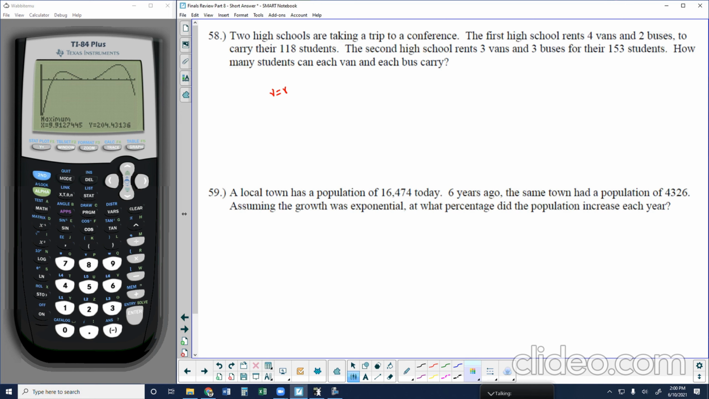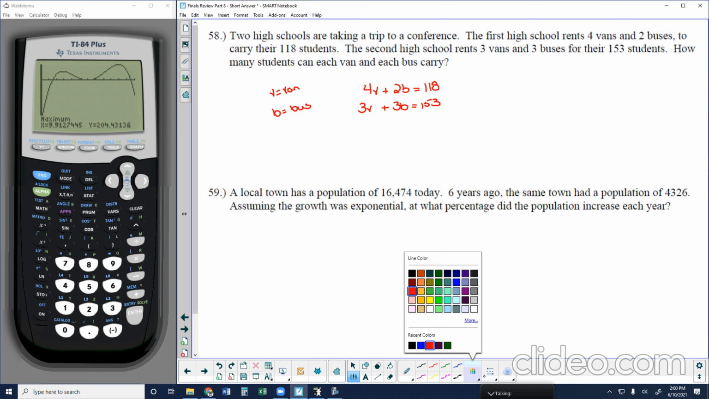So let's let V equal van, and let's let B equal bus. For our first equation, we know that the school rents 4 vans and 2 buses for a total of 118. For the second equation, the second school rents 3 vans and 3 buses for their 153 students. So here we can work on trying to solve the system of equations.